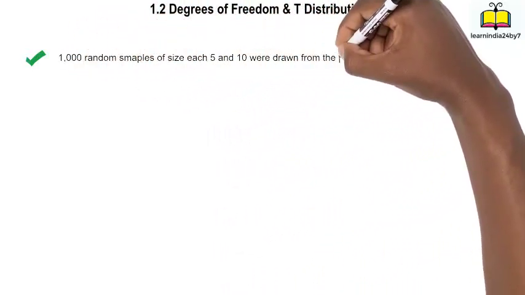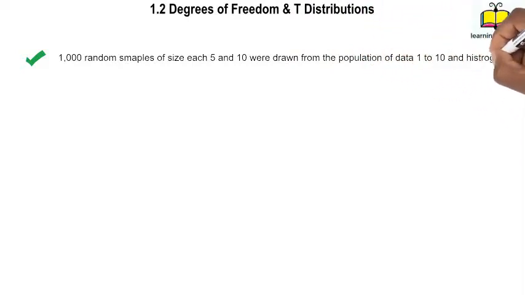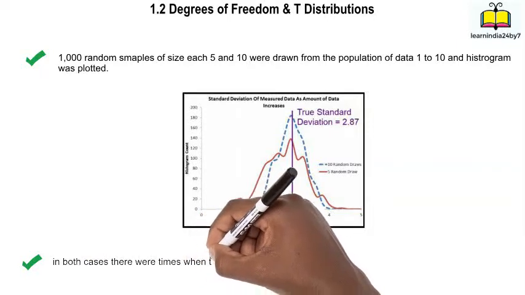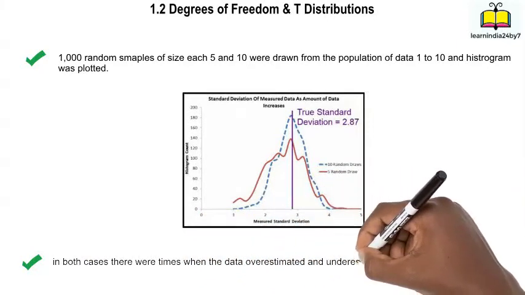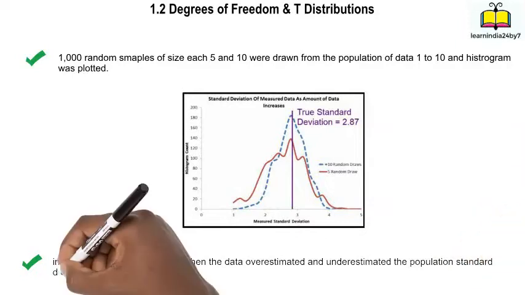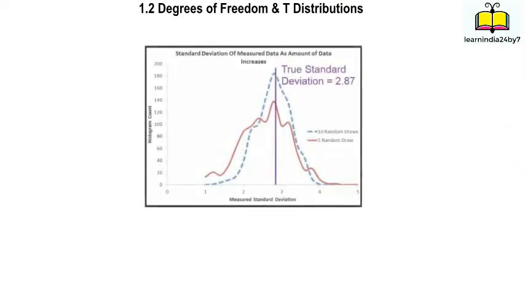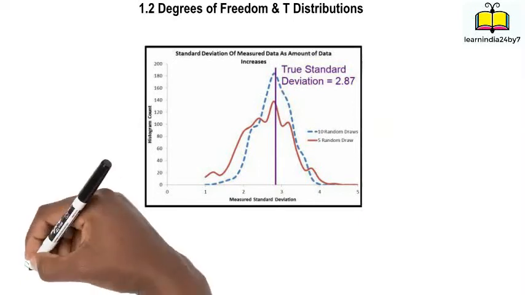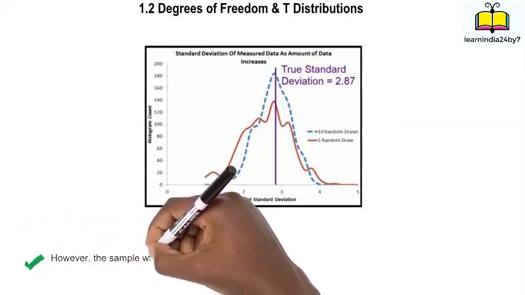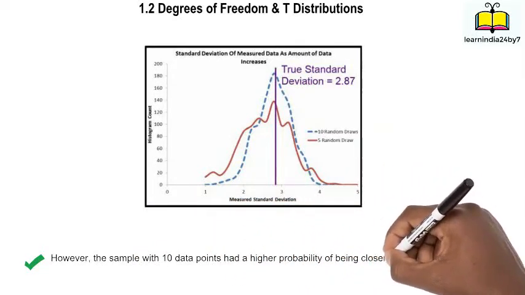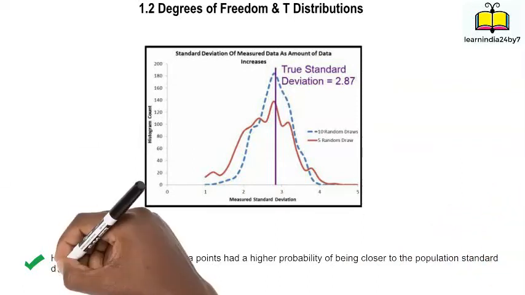1000 random samples each of size 5 and 10 were drawn from the population of data 1 to 10 and a histogram was plotted. From the histogram, in both the cases, there were times when the data overestimated and underestimated the population standard deviation. However, the sample with 10 data points had a higher probability of being closer to the true population standard deviation.